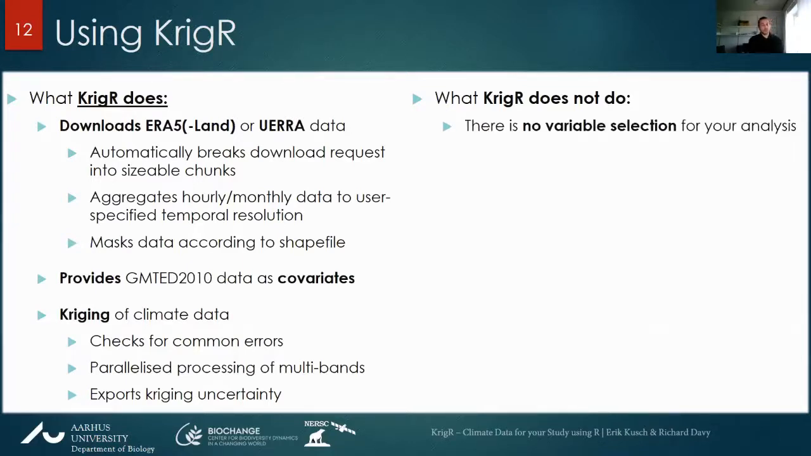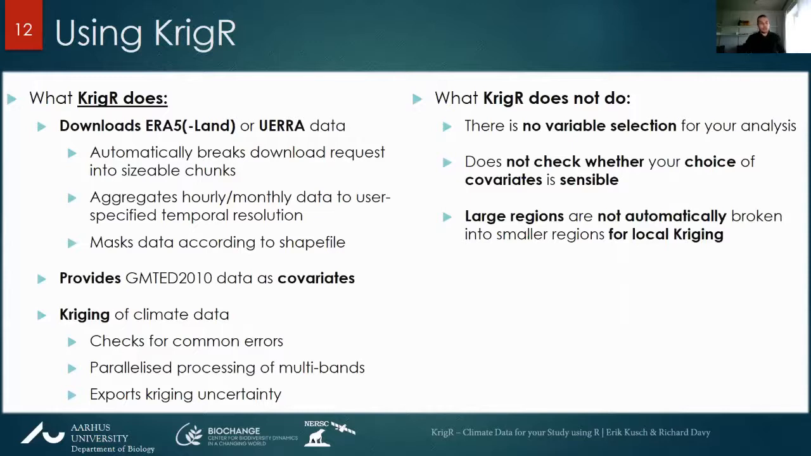What we don't do with the KrigR package is variable selection. So you still need to identify which covariates work best for which kind of climate parameters. You can consult the literature for this. You can run some trials as well on KrigR itself. It does not check whether these are sensible. This is all up to you to see and inspect how your downscaled products look.